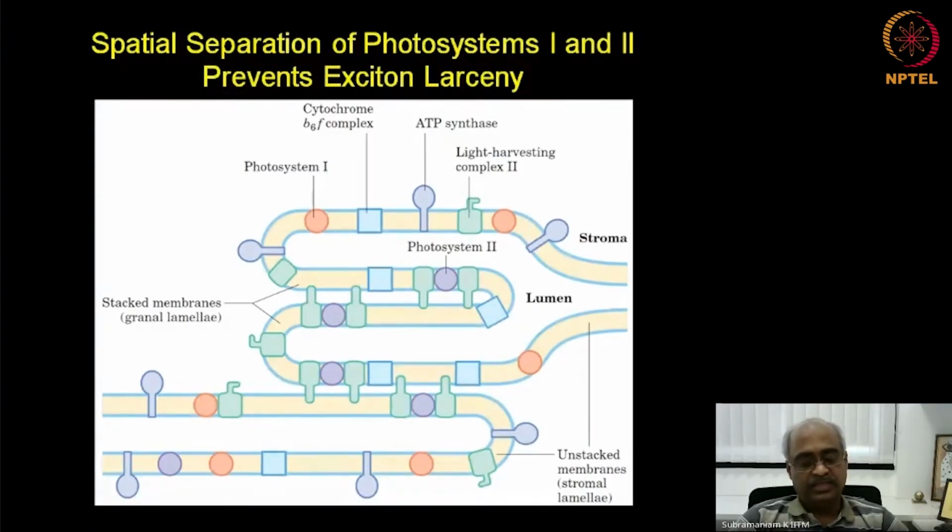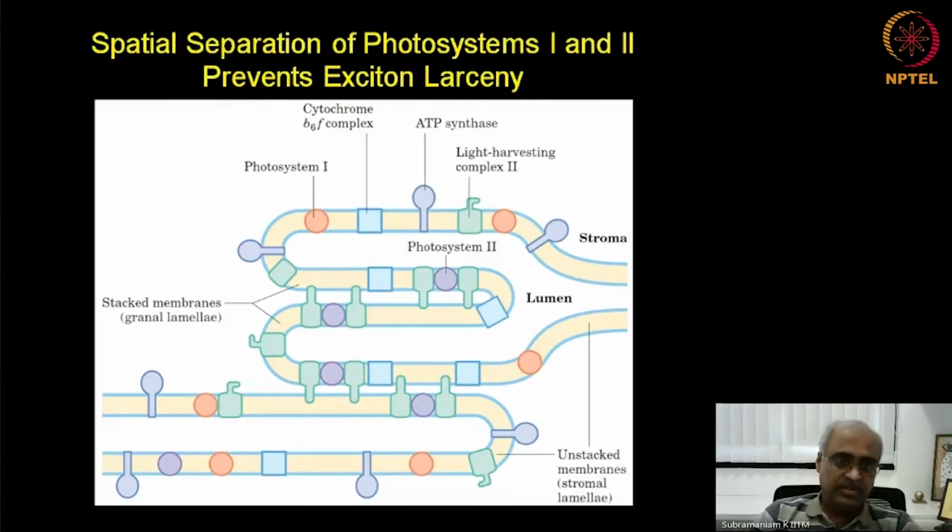the energy gets transferred to neighboring molecules by a process called exciton transfer, and that whole array-like structure we called the antenna, light harvesting antenna. And then finally, from all such molecules, you have the energy transfer to the reaction center. So we saw the reaction center P680 and P700 in photosystem 2 and photosystem 1.